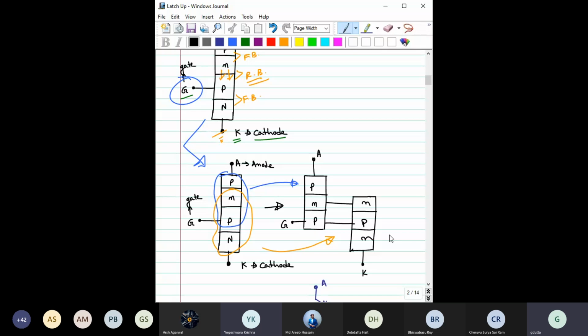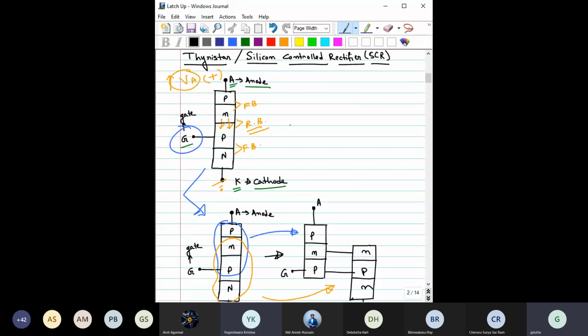What is the difference between a thyristor and two diodes in series? So, two diodes in series back to back, like this. Here you see what is happening. There is a junction here, which is this PN junction. Is there any junction between these two?